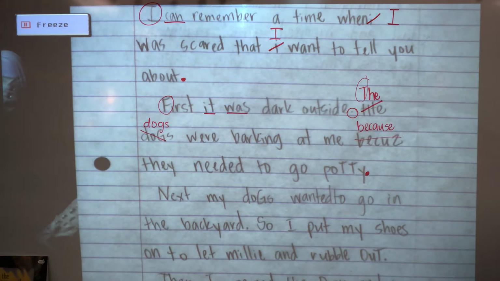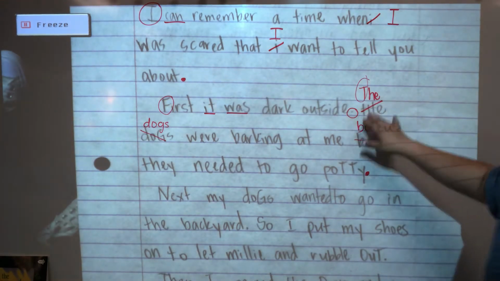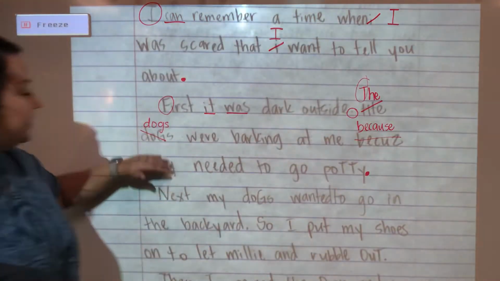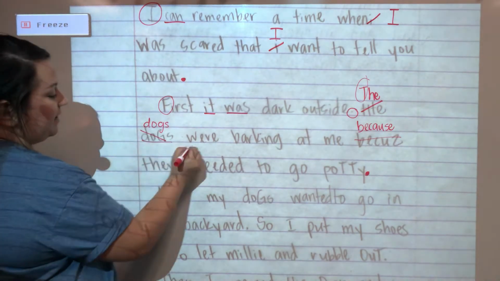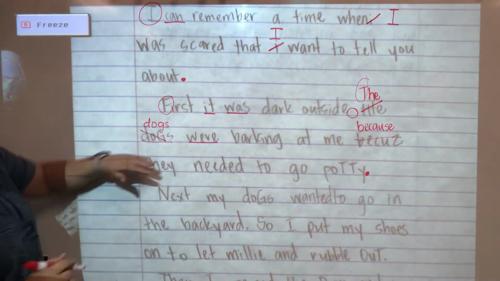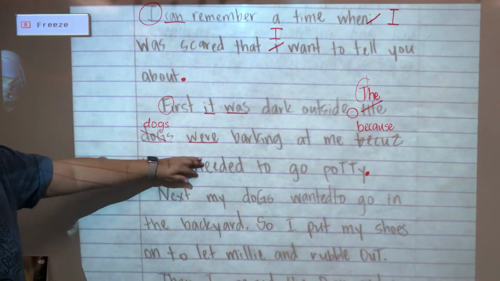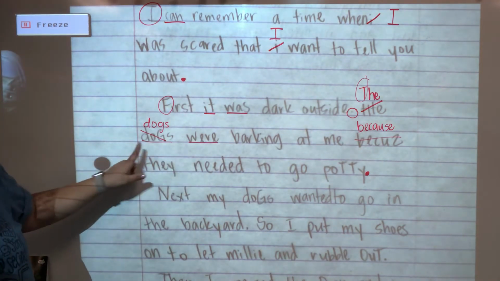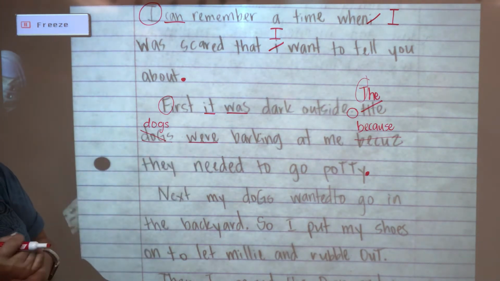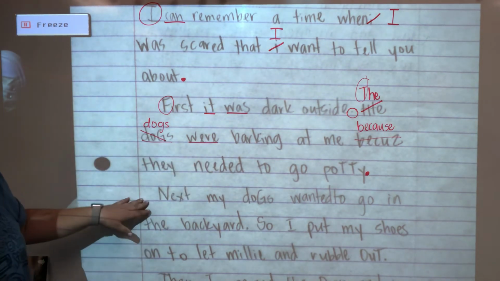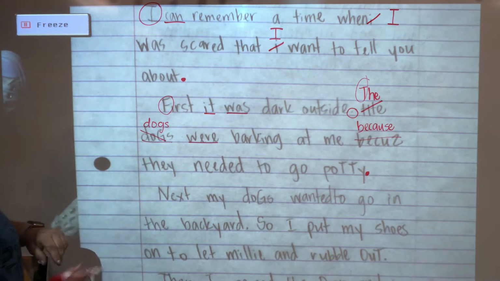And now that I have it capitalized, let's make sure we have a subject. Who's the sentence about? The dogs. And we have a verb, "were." Normally after your subject, your verb is going to come right after it. So you have to make sure that your subject and verb make sense. Dogs were. That makes sense. Okay? Let's go to our next sentence.